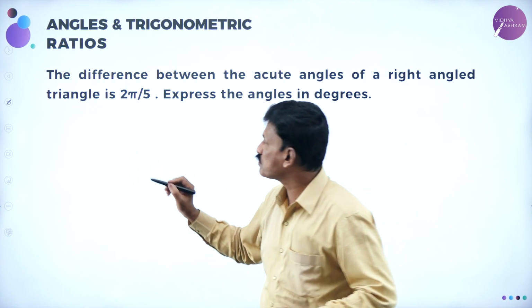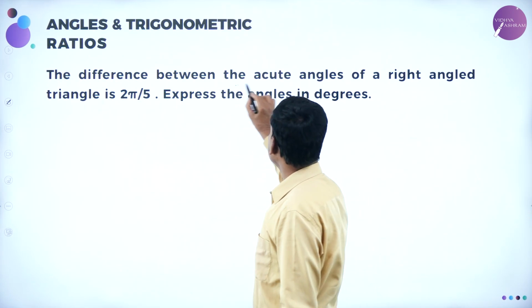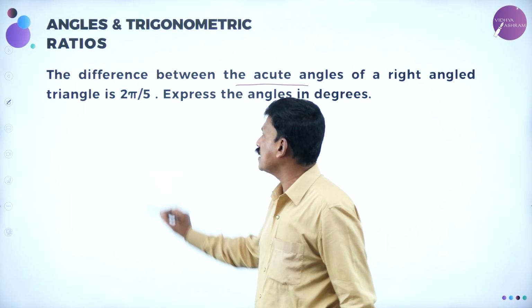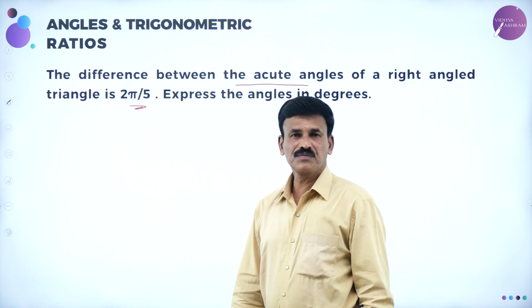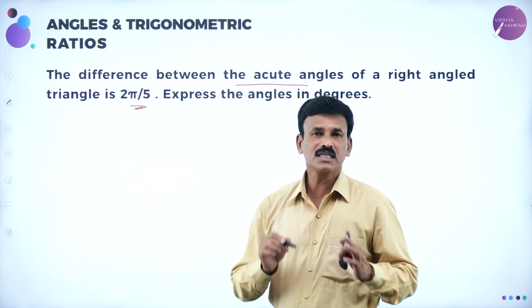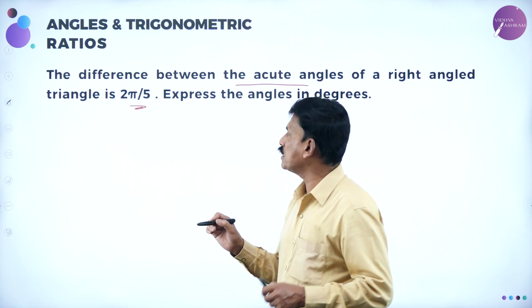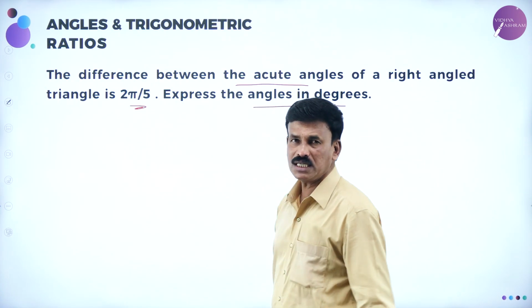Now, let us come to the first problem. What is given? The difference between the acute angles of a right angle triangle is 2 pi by 5. If A and B are any two angles, then the difference between A and B is 2 pi by 5. Express the angle in degrees.